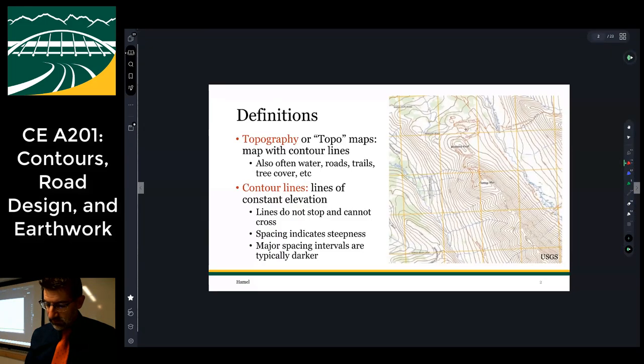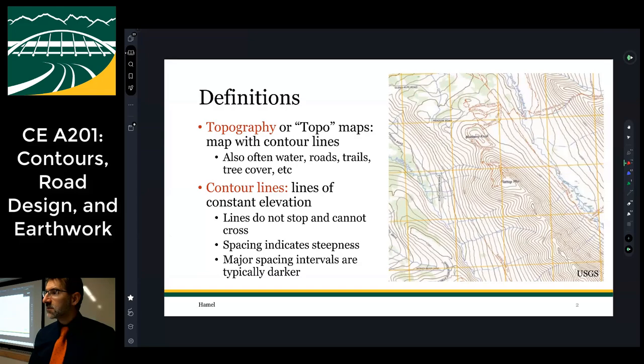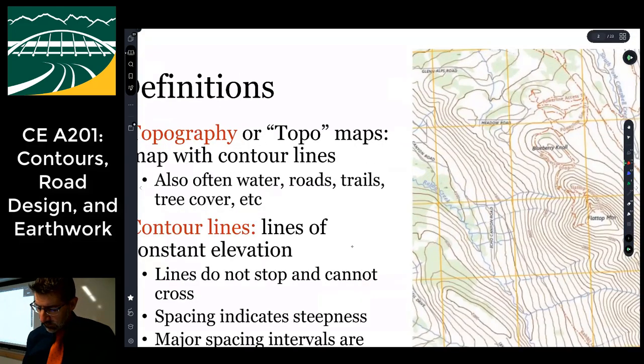Some other rules about contour lines. They cannot stop and they cannot cross. If you think about that, what would two lines crossing mean? That would mean there is one piece of land at a different elevation than another piece of land at the same spot. You could actually have that. That's called a bridge or a tunnel. But we don't have that on maps. Same thing with a line stopping. If I were to look at a wall from the side, and there's land down here and land up here, we call that a retaining wall.